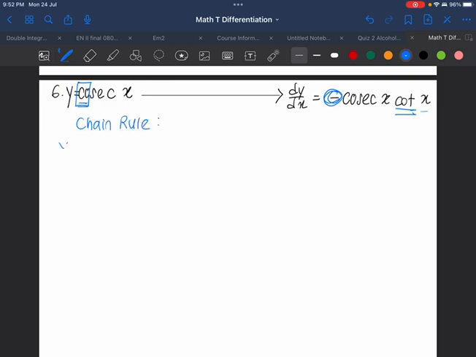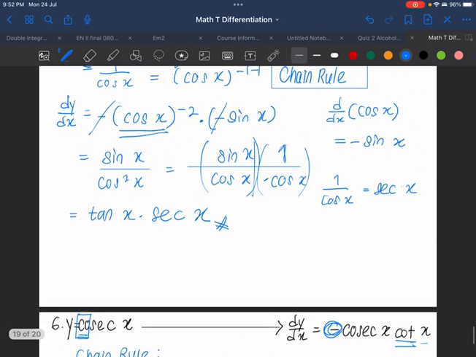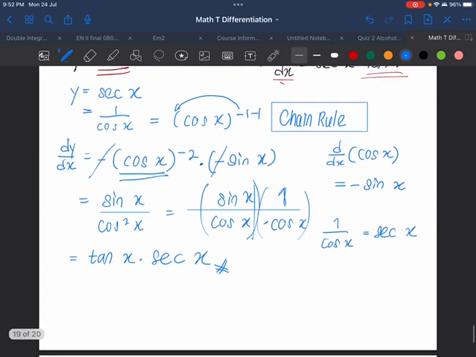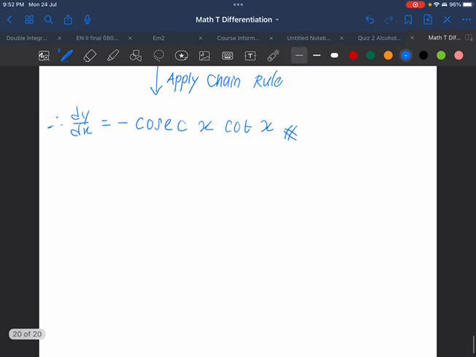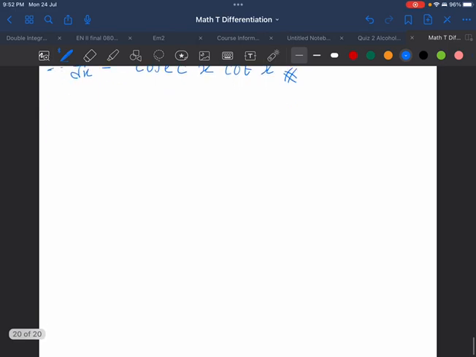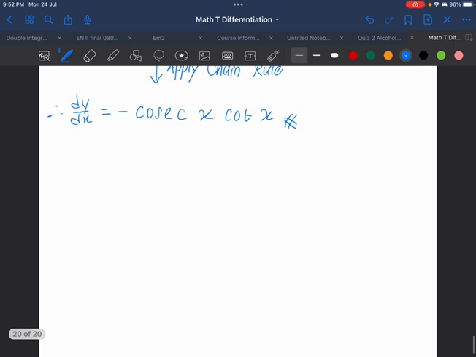So you know that y equals cosecant x is equal to 1 over sine x. It is also equivalent to sine x to the power of -1. So you apply the chain rule. I hope you can try it yourself. It's exactly the same way as what I did for secant x, and at the end you will get dy/dx equals negative cosecant x cotangent x. Alright, so here are all the differentiations for the 6 trigonometric functions in this video.